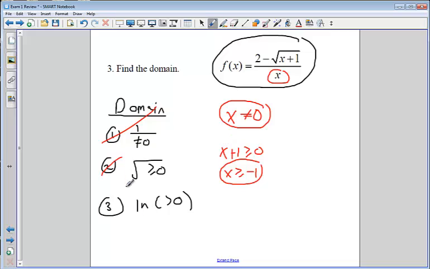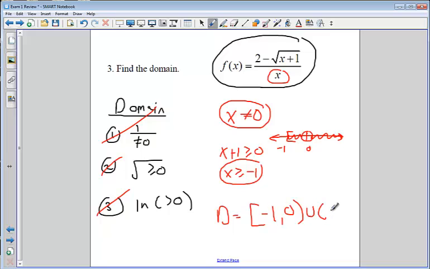Now I don't have any ln's, right? So those are all done. If you need to, you can make a number line. And the number line would say there's a hole at 0, because x can't be 0. And then at -1, it's everything that's bigger than it, so everything to the right. So this is all the stuff in my domain. And so I can say D is equal to include -1 to 0, don't include 0, union, don't include 0, to infinity.